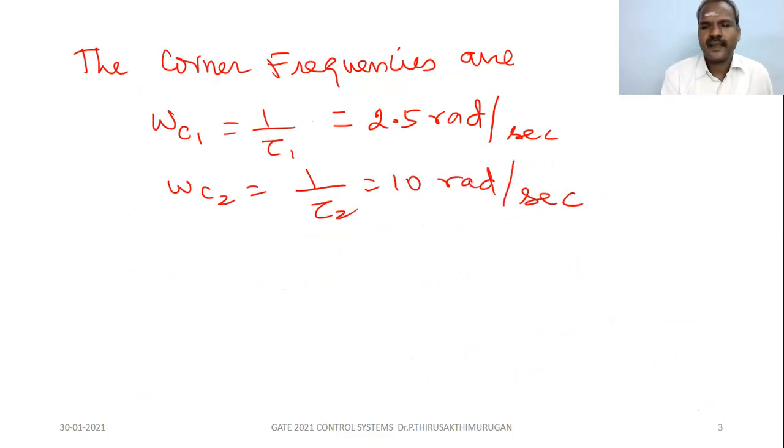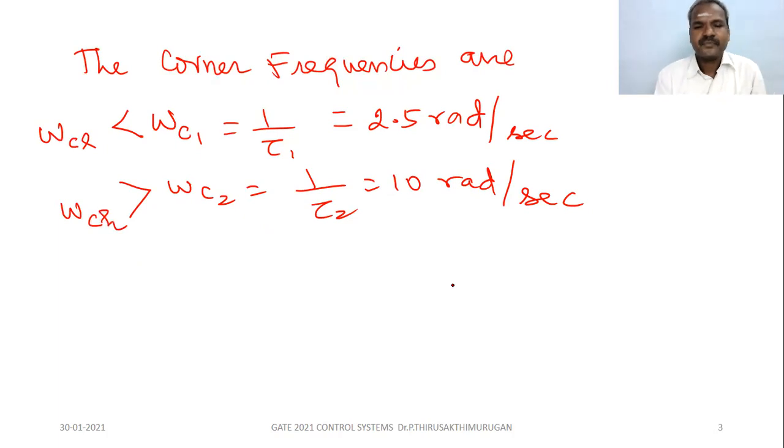So once we find the corner frequencies from the transfer function, next we have to choose two more frequencies. One frequency is less than omega c1, another frequency is greater than omega c2. So let us consider this as omega cl, the lower corner frequency, and this is omega ch. Okay. You can consider any value. I am going to consider this omega cl as 0.1 radian per second, right?